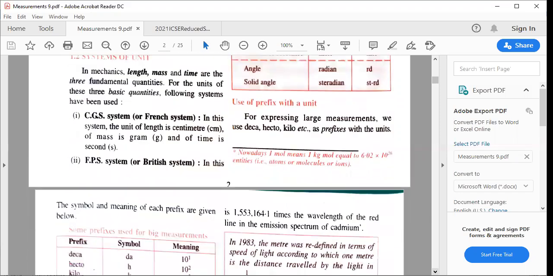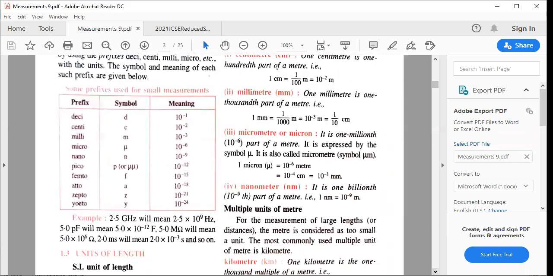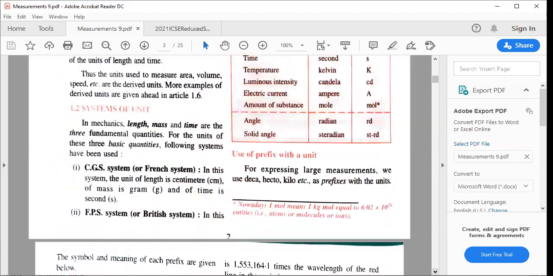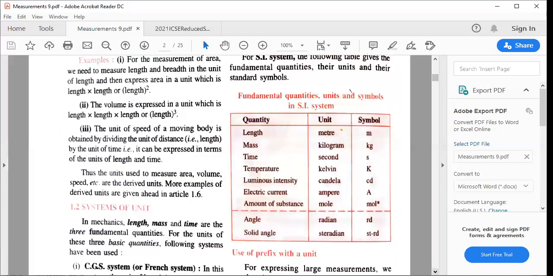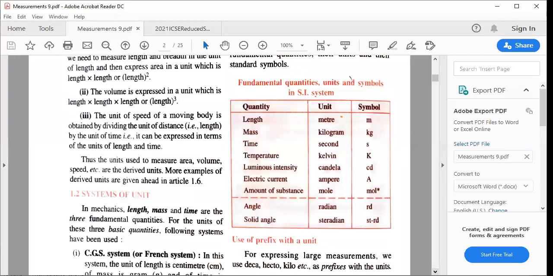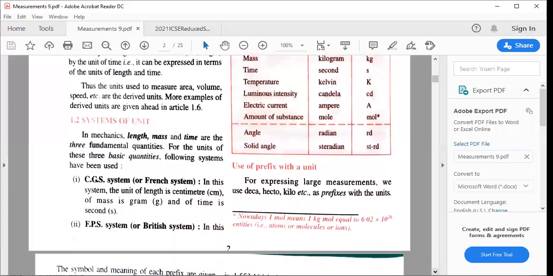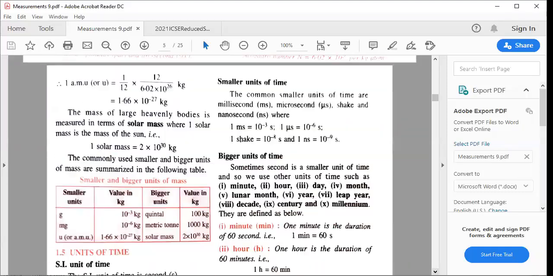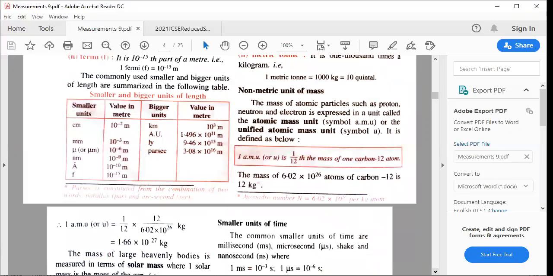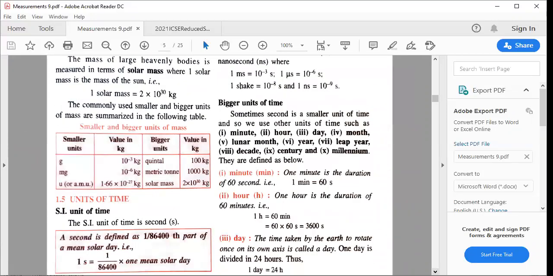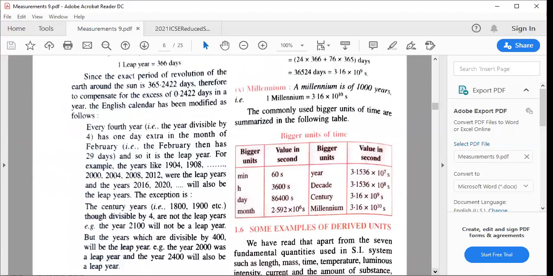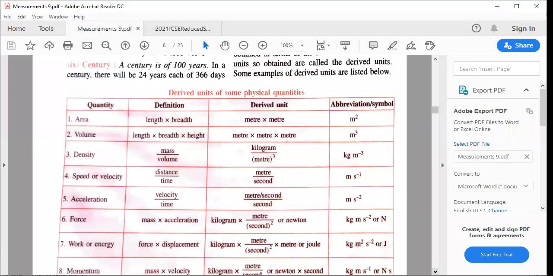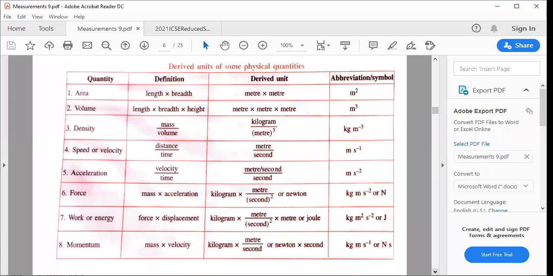Okay. Where is it? They said there is a table. I don't know where the table is. Article 1.6, I don't know where it is. Probably somewhere else. It's on page 7, ma'am. Okay. Oh yes. Okay, fine.